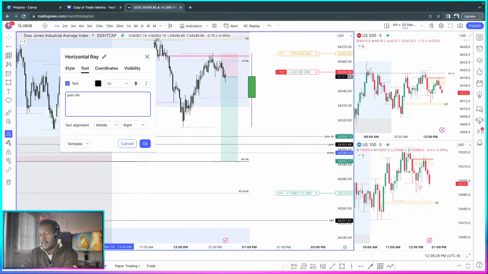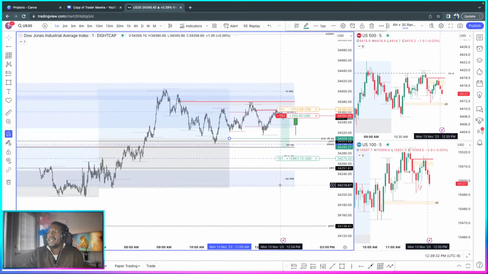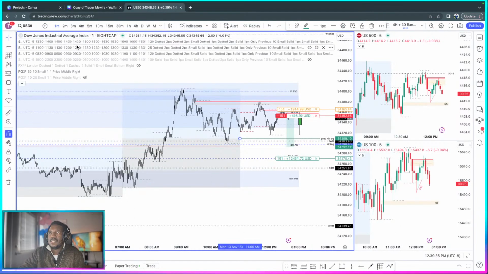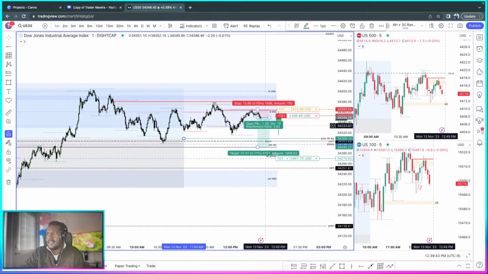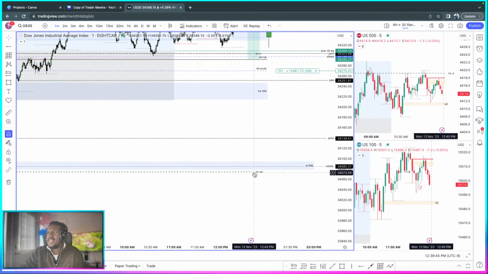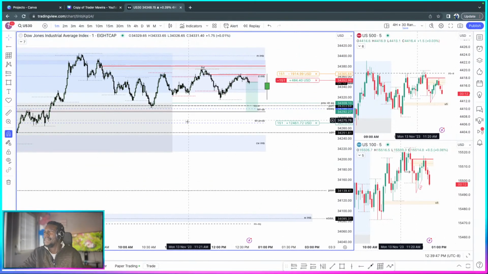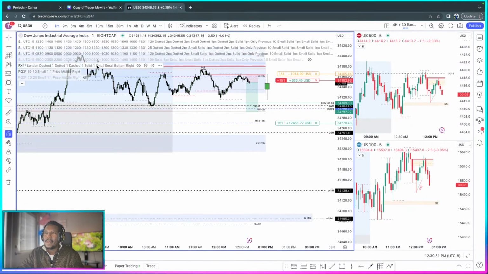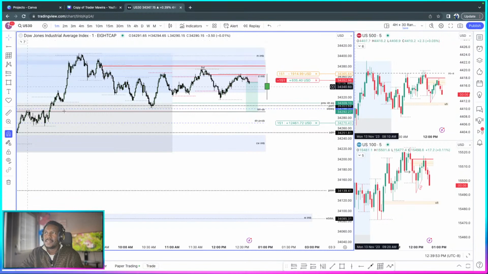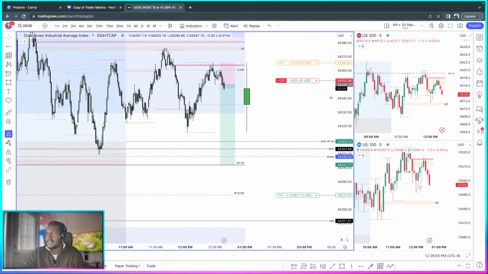Previous 4-hour EQ. Previous 4-hour low is way down there. What I haven't checked is, oh no, it's not here. Oh, where is it? Is it this one? Yes. Previous day high is way over there. Previous day EQ is way down here. So we are like in deep premium. So that is gonna be a good sell. Let's see how it goes.